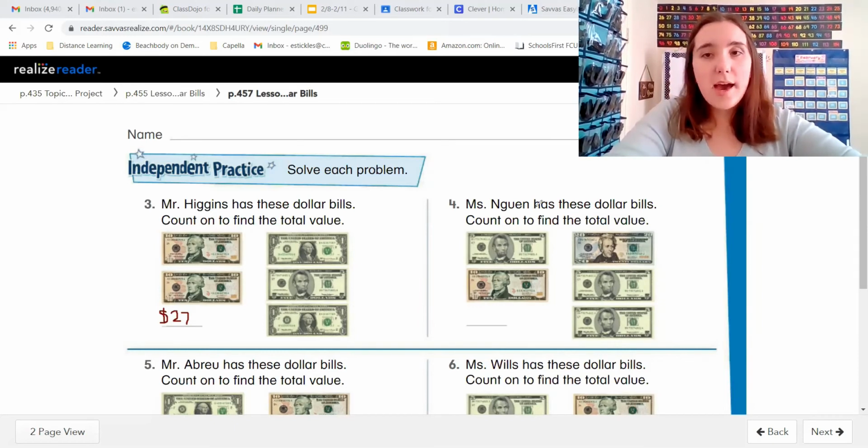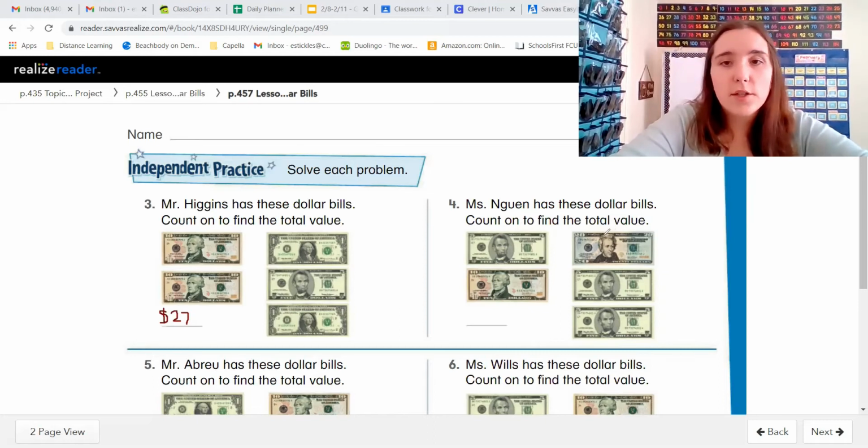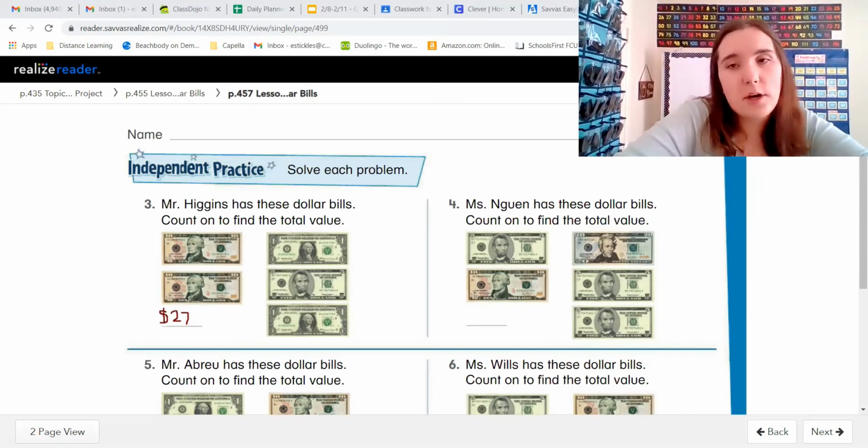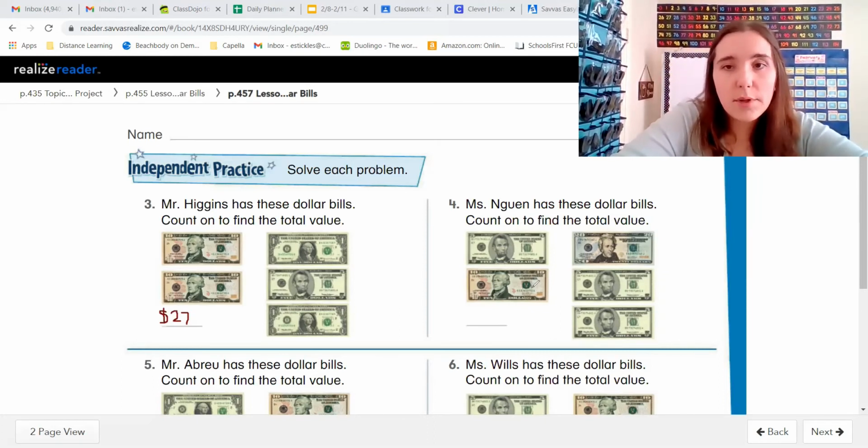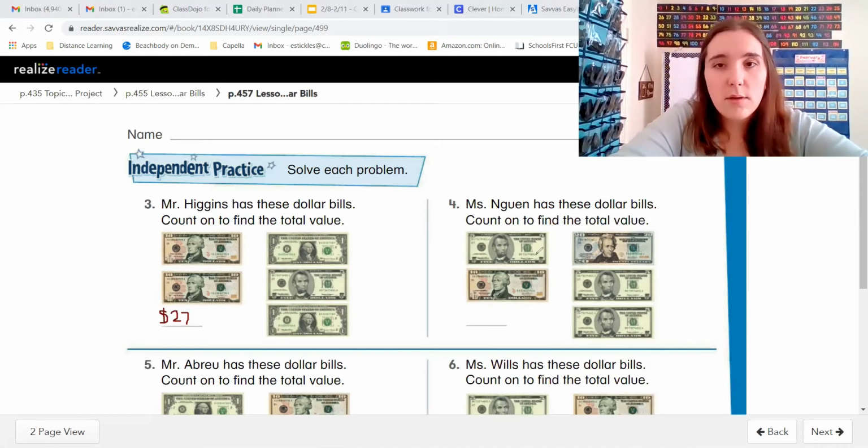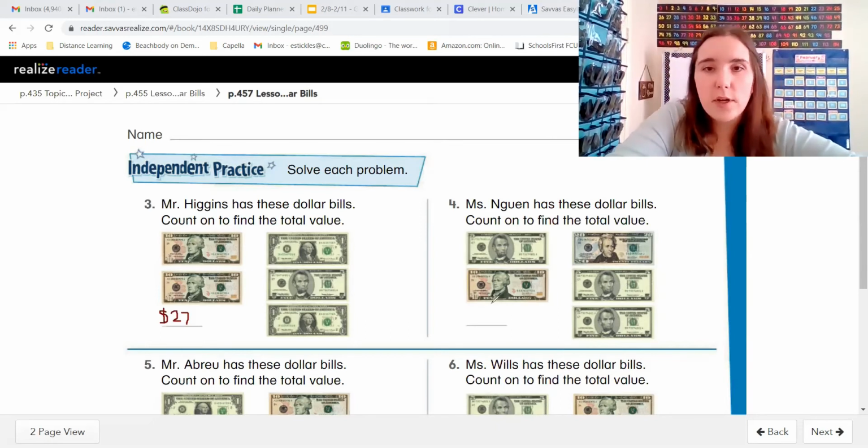Okay, Miss Wen has these dollar bills. Count on to find the total value. So I see a $20 bill, which is what I'm going to start with. So $20 plus 10 would be $30. Plus 5 would be $35, plus 5 more would be $40, plus 5 more would be $45. Miss Wen has $45.